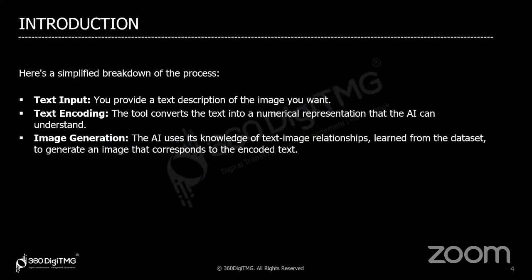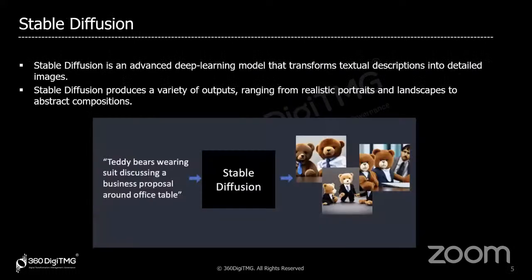So we have understood what text input is. We have understood how we do the text encoding into a numerical representation, how we convert text to a numerical representation by using a text encoding format. Then we have understood image generation, how we use it, how we train on our data to generate an image from an encoded text format.